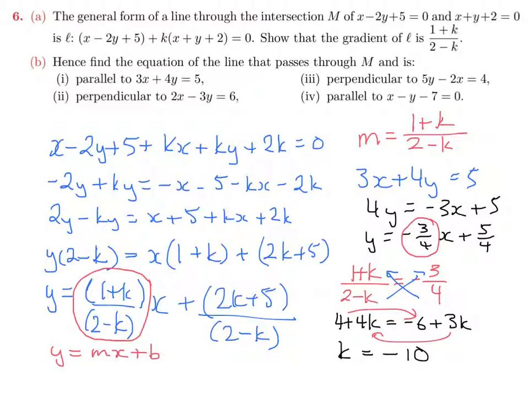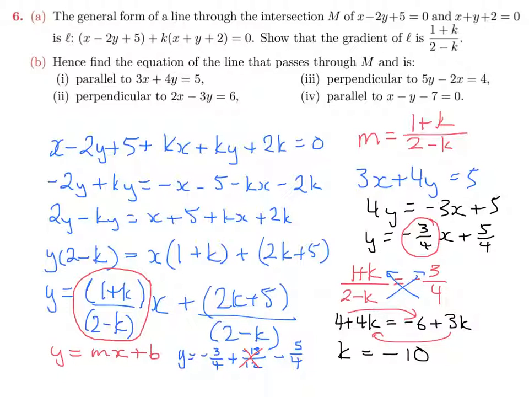And if we just do it to this y equals mx plus b form over here, we get y equals, well, we know the gradient is meant to be minus 3 quarters. And then if k is minus 10, we've got plus minus 20 minus 15 over 12. Okay, and we can just simplify that to minus 5 quarters. And that's the answer to part i.